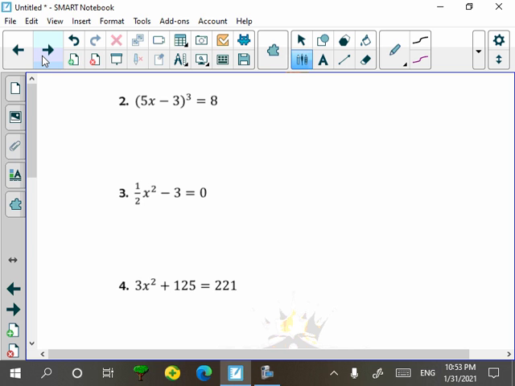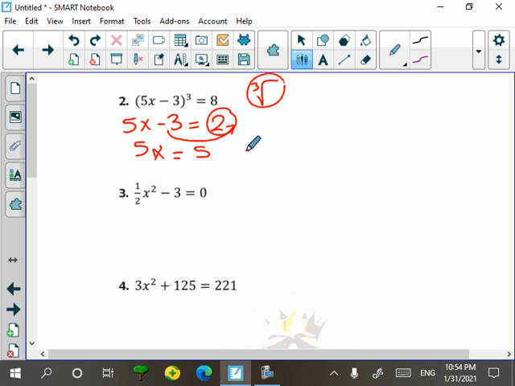Next one: (5x - 3)^3 = 8. We take the cube root of both sides, then the equation becomes 5x - 3 = 2. When -3 goes to the right-hand side, 5x = 2 + 3 = 5. Dividing both sides by 5, x = 1. The solution set is {1}.